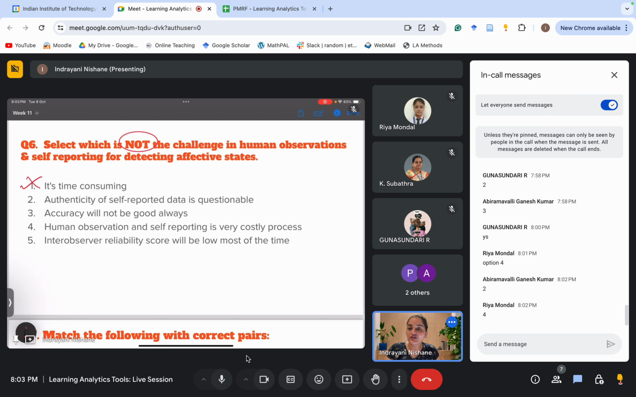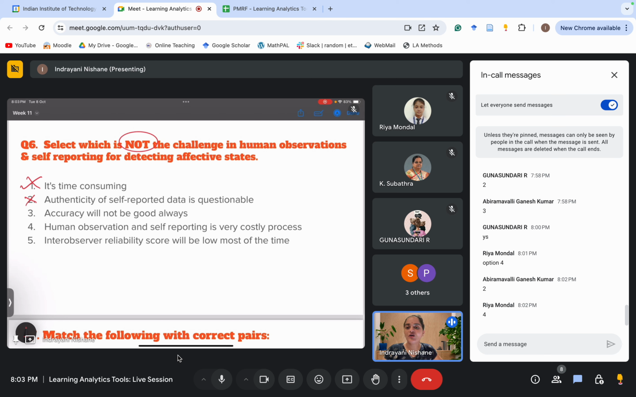Then second is authenticity of self-reported data is questionable. Of course, I can be misinformed if I go and ask some school kids about their facial expressions and how they were feeling at that time. They may not report it correctly, they may not feel comfortable telling me that they were frustrated at that point. They would say, no, we were just confused. So self-report data is not completely reliable. This is also a big challenge in affective computing, that self-report data can be biased. It will not be 100% correct all the time. So this is also one of the challenges.